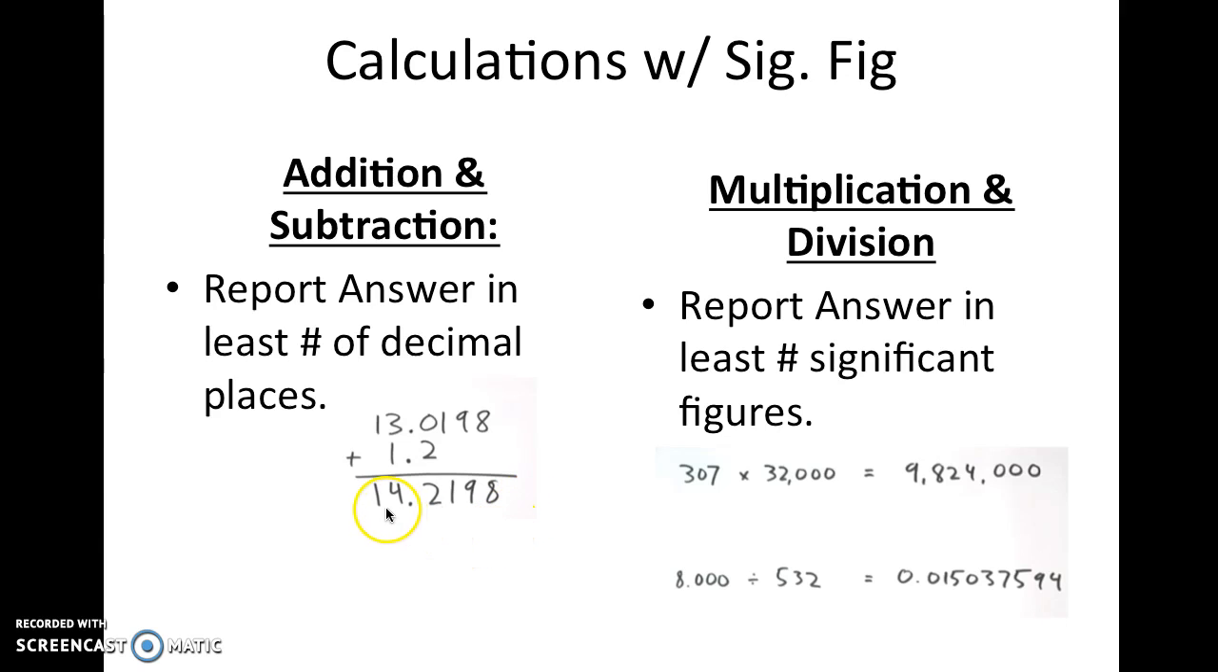So when we get our answer, this is the complete sum, but we're going to report our answer in significant figures now. So if we're reporting in significant figures, what we want to do is use the least number of decimal places, which is, again, we're looking at comparing these two numbers, just 1 decimal place. So the final answer here in significant figures would be 14.2.